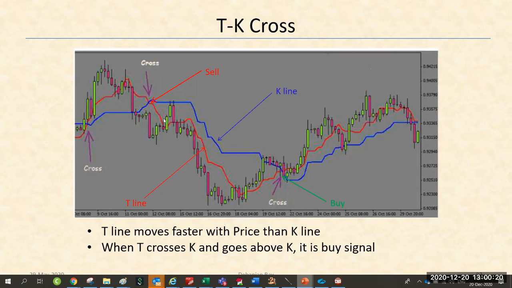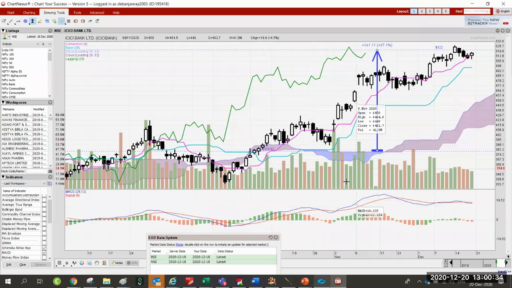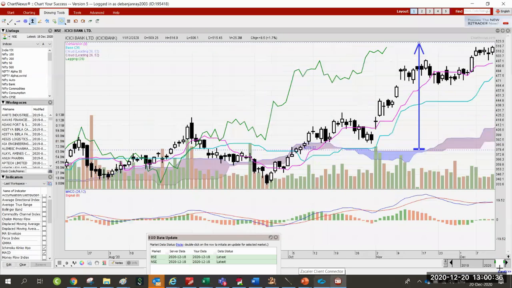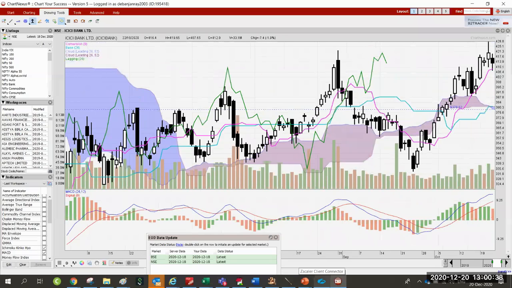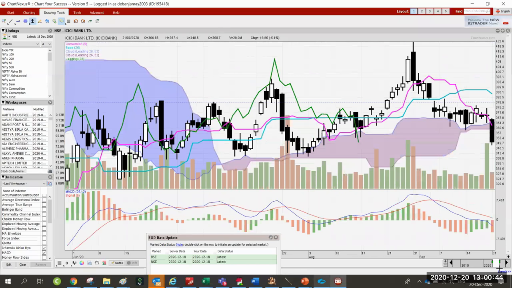That means the T line falls below the K line. That is the day you should sell. Is it clear? Now let's also look at some examples. So let's go for ICICI Bank, and we want to look at something different, because here we can see that the price is moving, going up and going down.